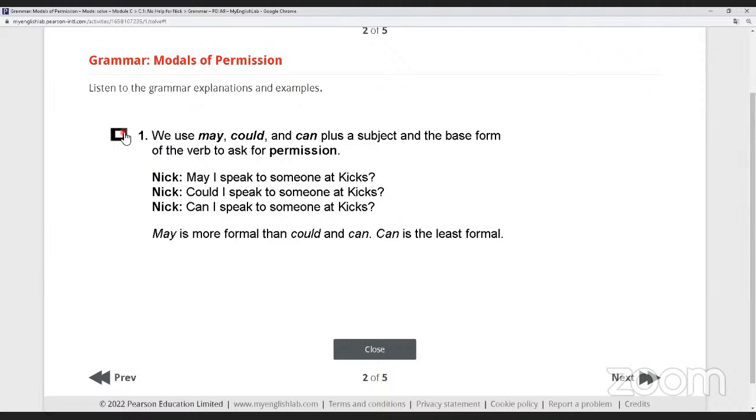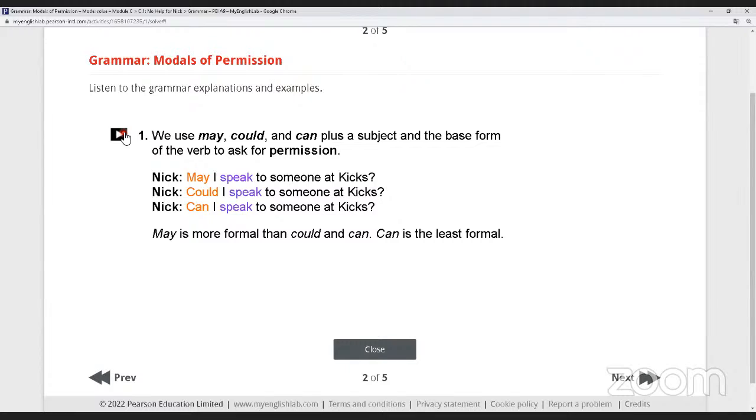We use may, could, and can, plus a subject and the base form of the verb to ask for permission. May I speak to someone at Kicks? Could I speak to someone at Kicks? Can I speak to someone at Kicks? May is more formal than could and can. Can is the least formal.